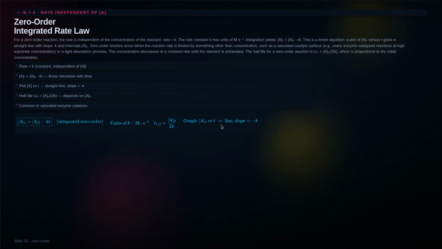For a zero-order reaction, the rate is independent of the concentration of the reactant. Rate equals k. The rate constant k has units of molarity per second. Integration yields [A] at time t equals [A] initial minus kt. This is a linear equation. A plot of concentration versus time gives a straight line with slope negative k and intercept [A] initial.